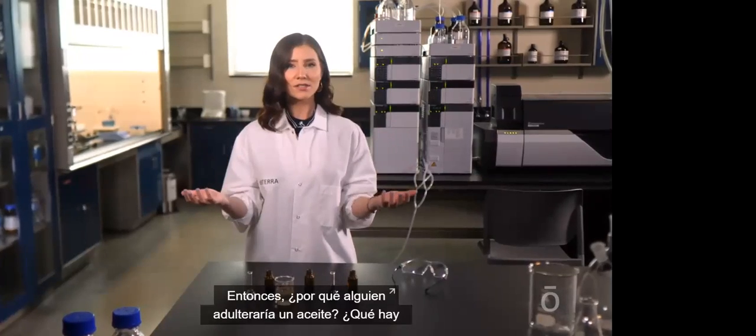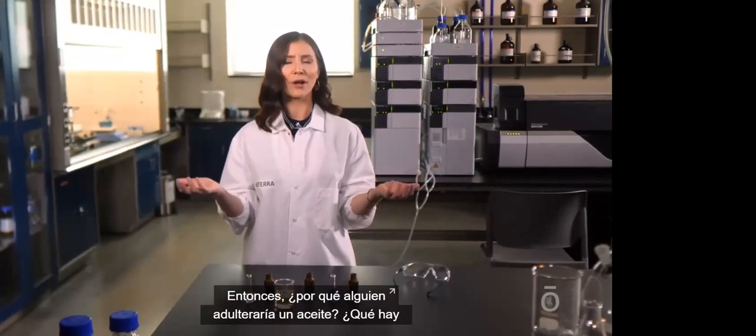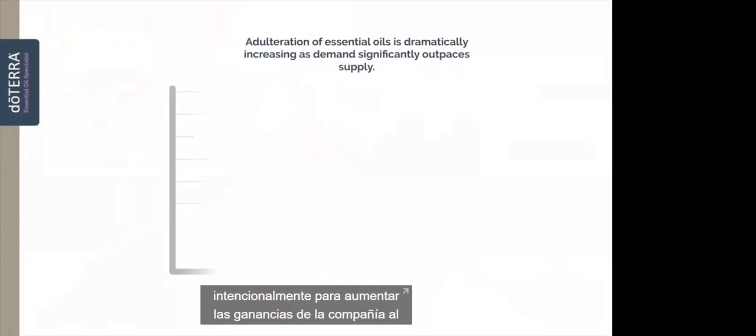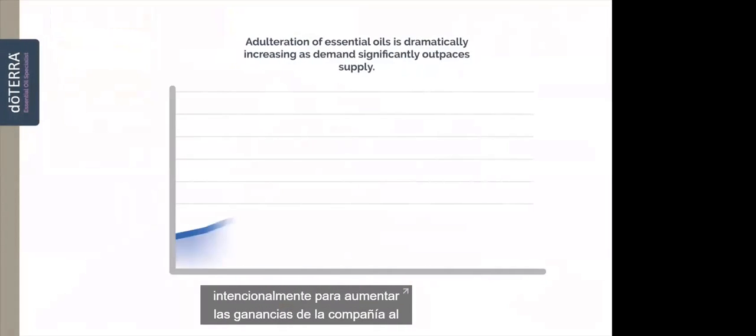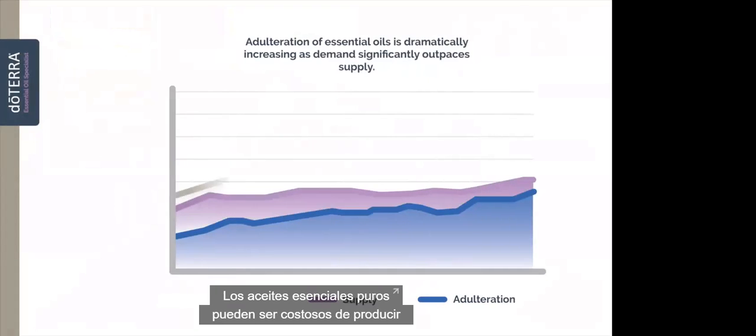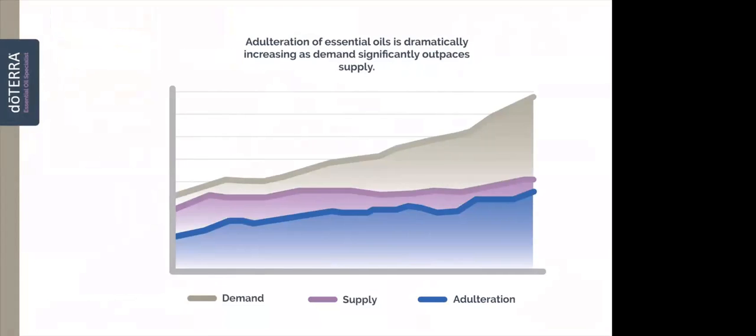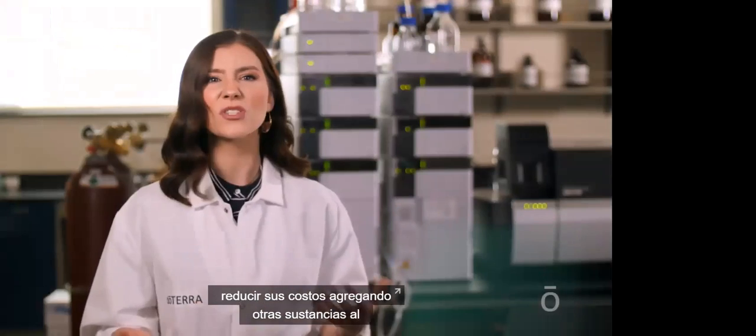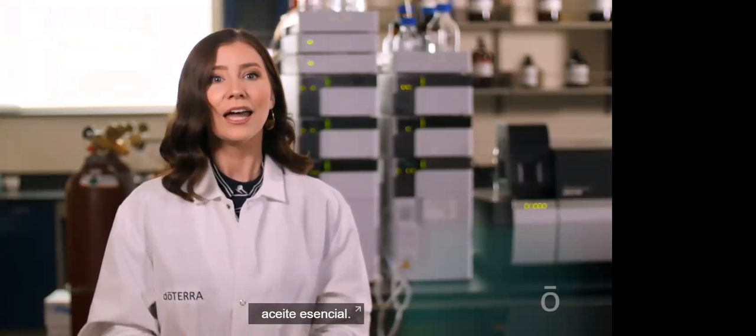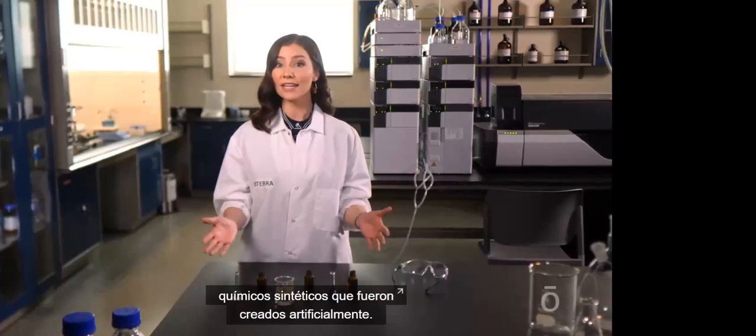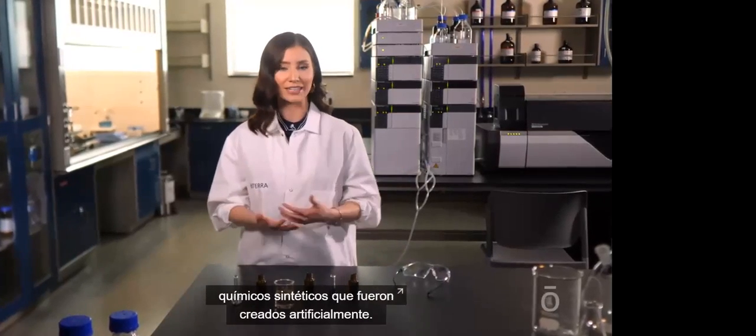So why would someone adulterate an oil? What's in it for them? Well, some essential oils are intentionally adulterated to increase the company's profits by lowering the cost and increasing the supply. Pure essential oils can be costly to produce, and unscrupulous suppliers might try to lower their costs by adding other substances to the essential oil. This can be done by diluting with vegetable oil or adding synthetic chemicals that were created artificially.